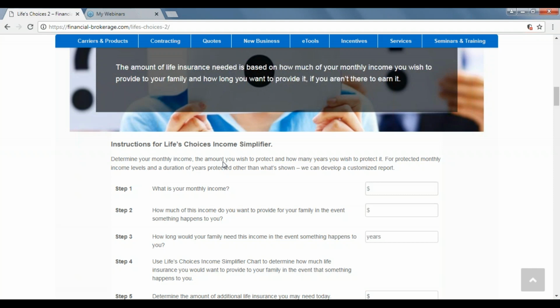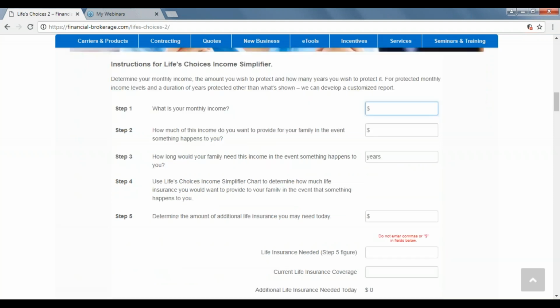But in this case, it does take into account monthly income. So I'm going to plug in some numbers here. Let's say we've got a family, and let's just use some round numbers here. Let's say they're bringing in $10,000 a month. How much would they like to provide for their family in the event something happens to them? The old rule of thumb I was told, if you have a family with children in the household, you want to use the client's numbers, but if they're not sure, that's a good starting point right there.